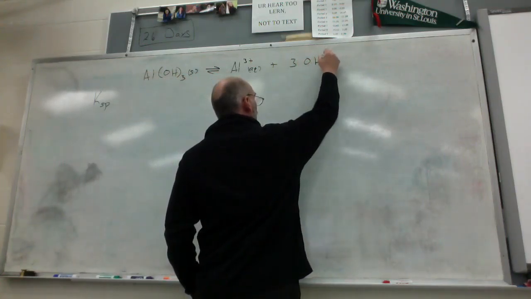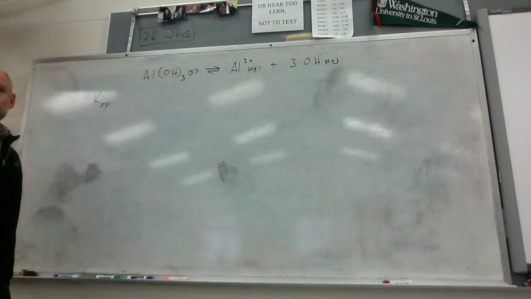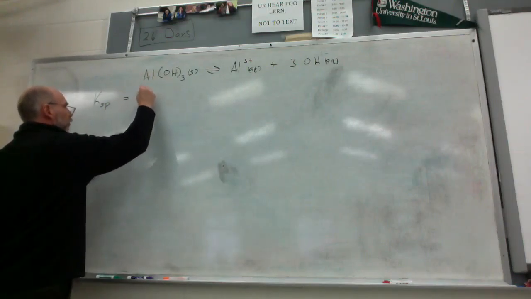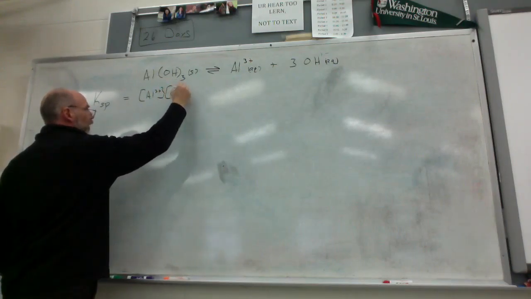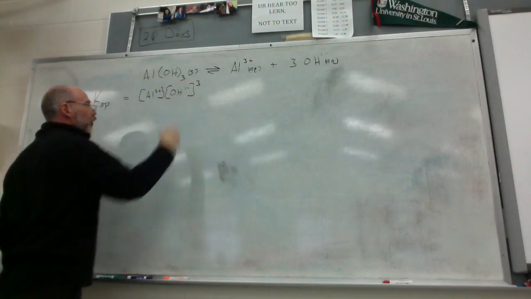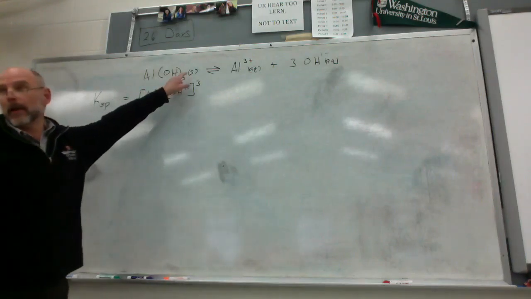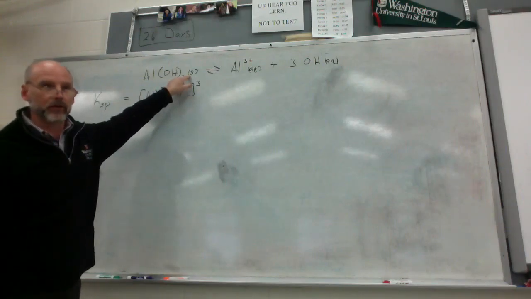3 hydroxide ions. If we're going to write the equilibrium expression for this, what would it look like? Well, it's going to be the concentration of the aluminum ion times the concentration of the hydroxide ion cubed over... no. Because that's a solid, and remember we don't include pure solids or pure liquids in the equilibrium expressions.